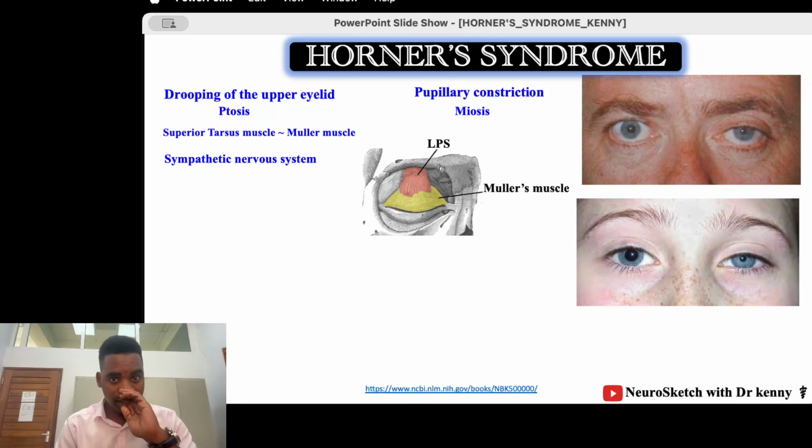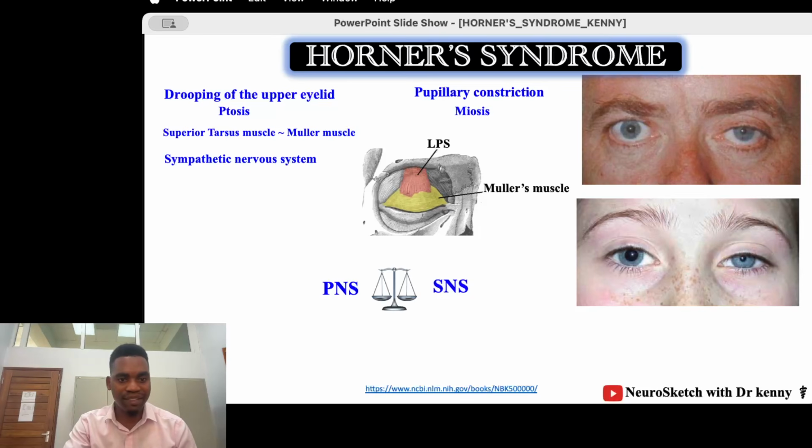Let's go back to the pupil. What did we say about the control of the size of the pupil? The pupillary size is controlled by our autonomic nervous system, which is the parasympathetic and the sympathetic nervous system. Your pupils are the way they are because of the balance between the sympathetic and parasympathetic nervous systems. We have a video discussing the pupillary light reaction.